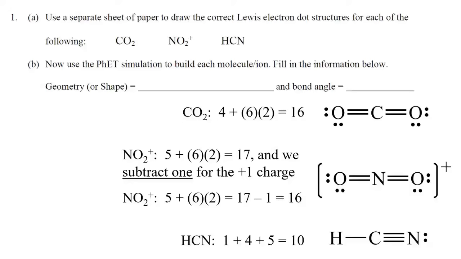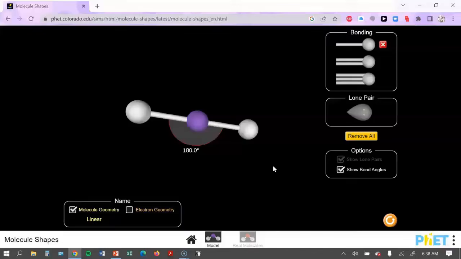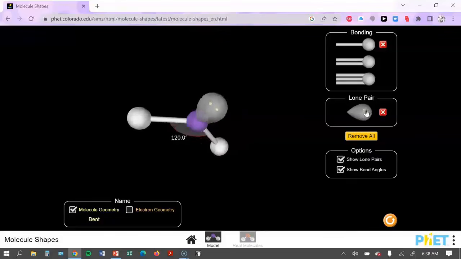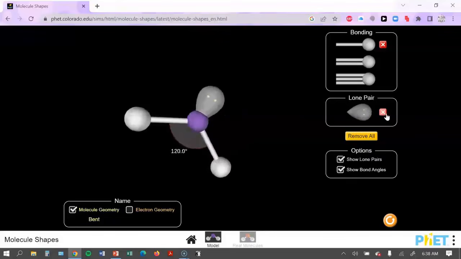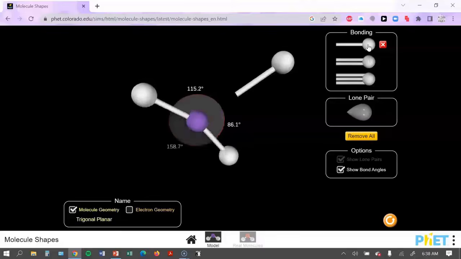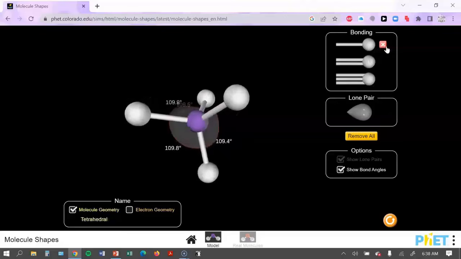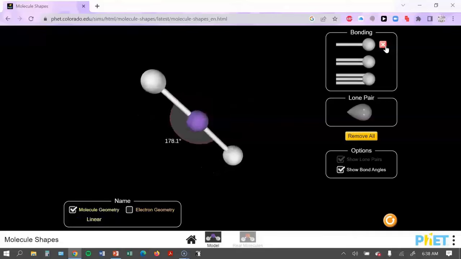Use the PhET simulation to build each molecular ion and fill in the information below for the geometry or shape and the bond angle. So in the PhET simulation, on the right side of the screen, you can click to add or remove lone pairs of electrons, and you can click to add or remove different types of bonds.